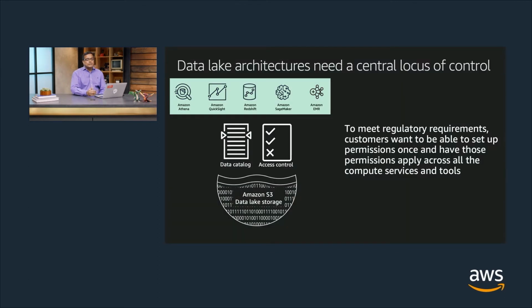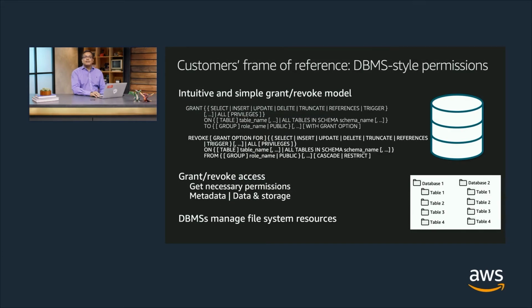The fundamental problem, though, is that by separating out compute and storage, in order to meet your regulatory requirements, you need to be able to set up permissions once and have those permissions apply across all the compute services and tools. You really do need a single locus of control where permissions and access control can be set up on the data catalog, and those permissions apply to your compute services as well as manage access to your S3 locations. Remember, our customers' frame of reference is database management style system permissions. They simply granted and revoked access to specific tables or specific columns to their users.